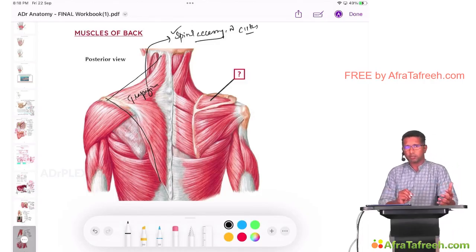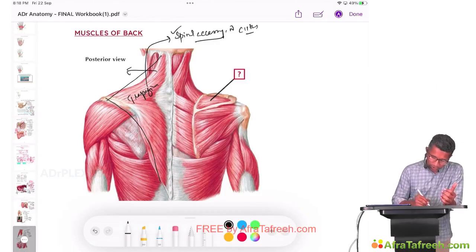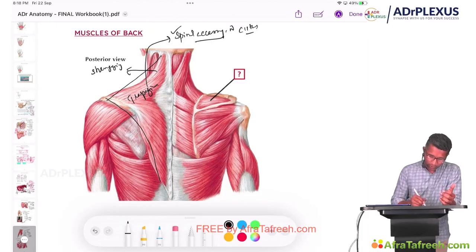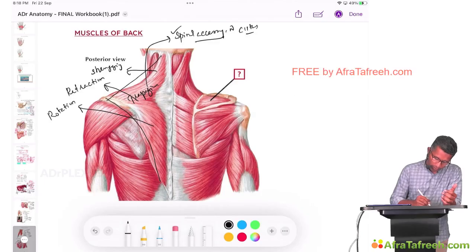If you take trapezius, as I already told you, it has three sets of fibers. The upper fibers help in shrugging of the shoulder. The middle fibers help in retraction of the scapula. The lower fibers help in rotation of the scapula, thereby helping in overhead abduction.